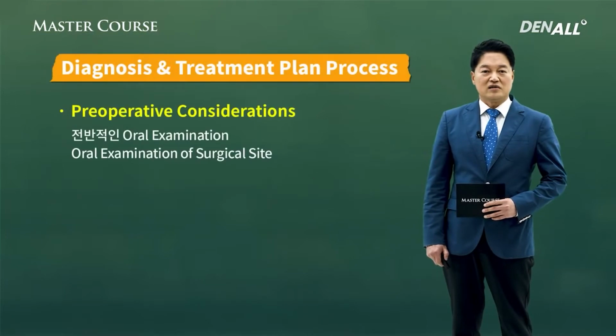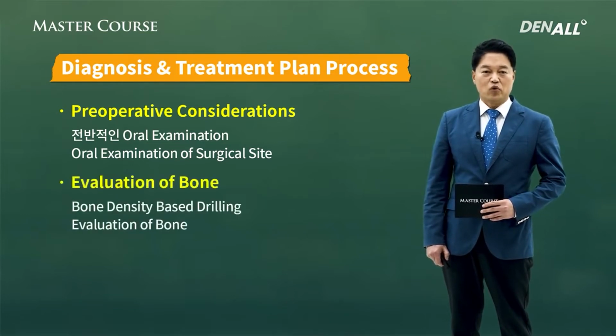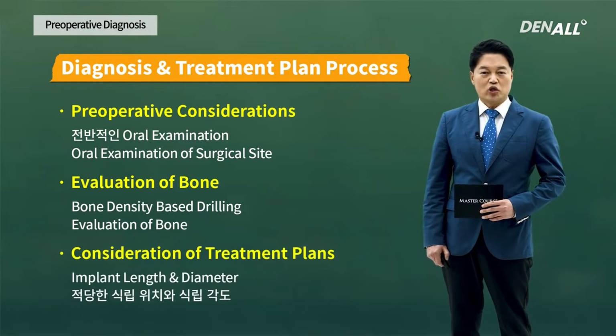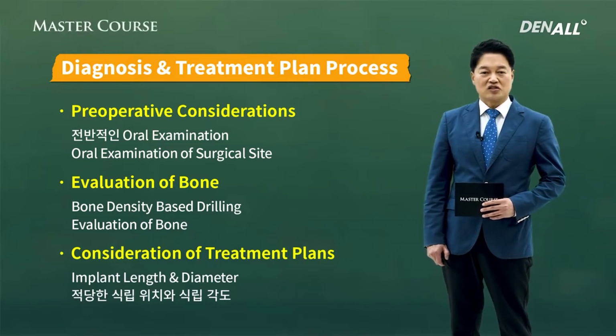Before surgery, for diagnosis, you do an oral examination of the surgical site as well as an overall oral examination. You take clinical photos to record the state and to evaluate the bone. For the surgical site, you take panoramic images. Based on the data, you choose the implant length and diameter and also plan the appropriate placement position and angle.